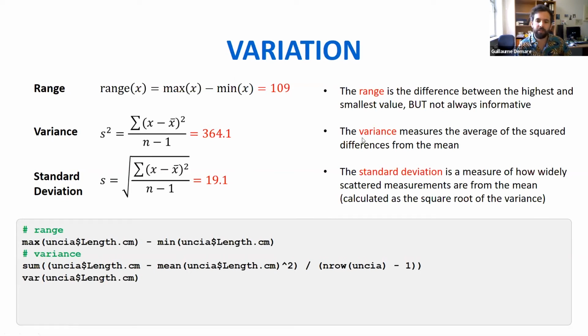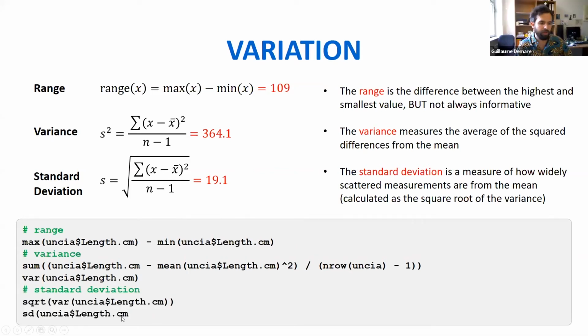So what this does is measure the standard deviation. It measures how widely scattered the measurements are from the mean, and you calculate that as the square root of the variance. So yeah, it's a pretty standard measure in statistics to describe your data set.